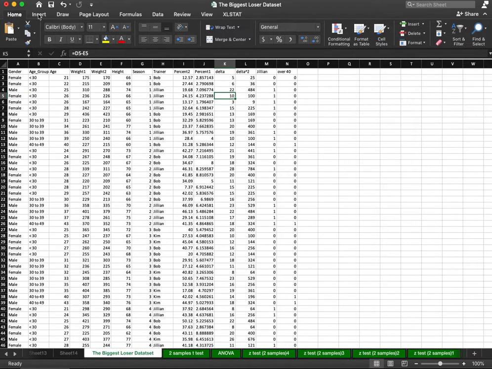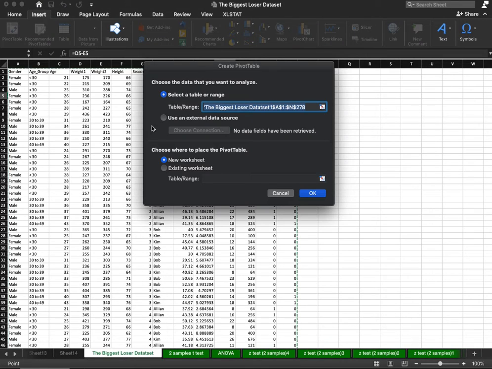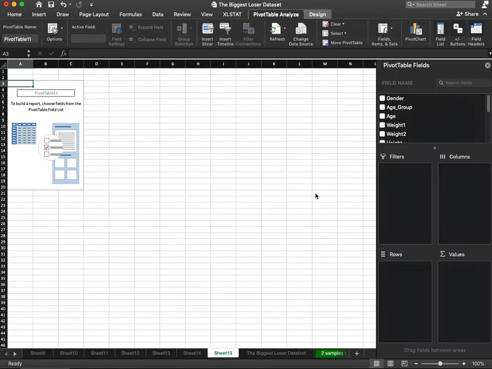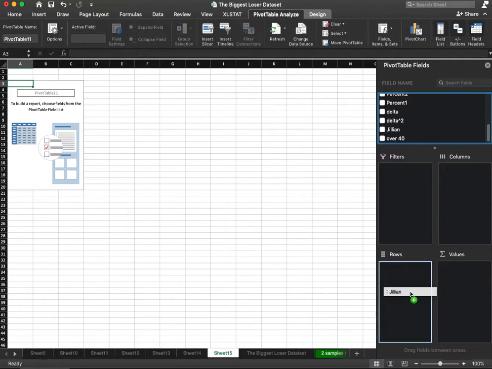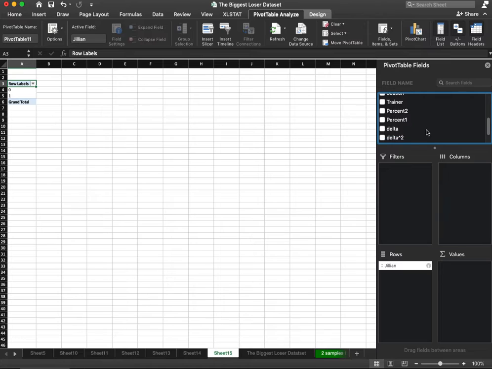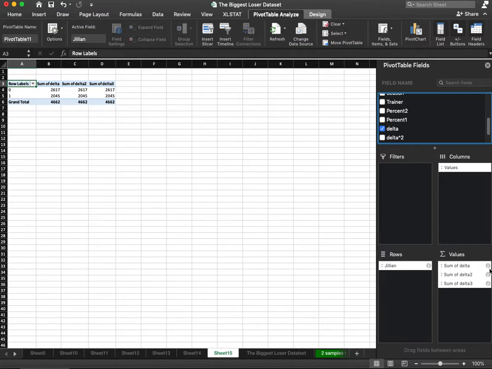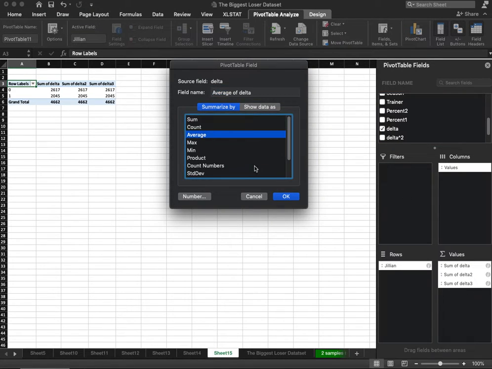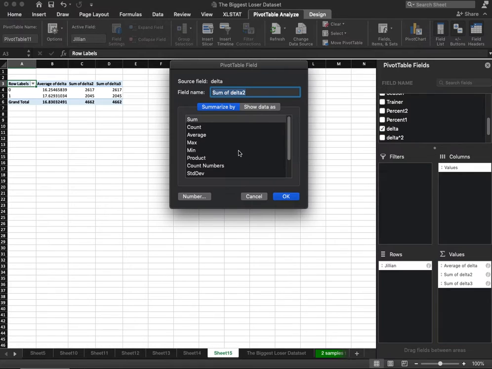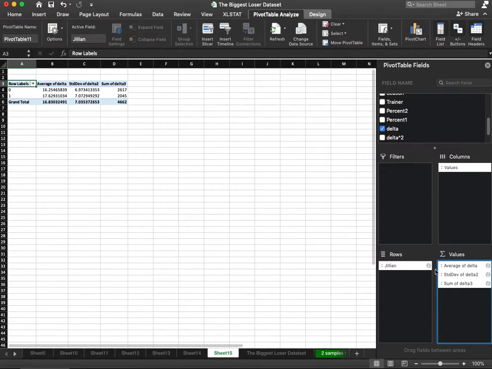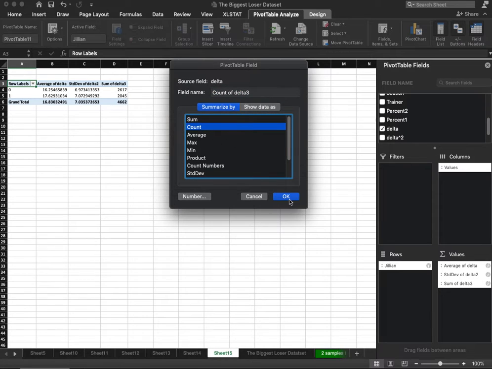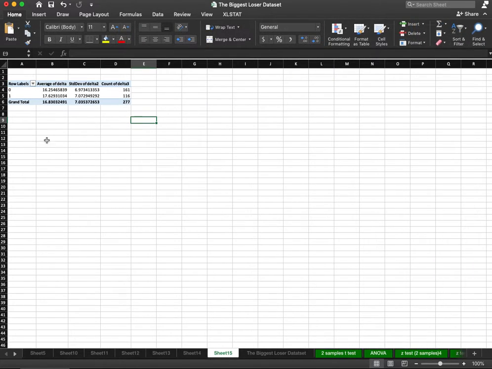I will go to Insert, Pivot Table. This is asking me how much of the data to include, all of the data. All right. So I want my rows to be Jillian or not. Do you have Jillian or do you not have Jillian? And again, I'll bring in my delta 3 times. Change this to average. Standard deviation. Count. Okay, so now I'm doing a z-test to compare these two means.